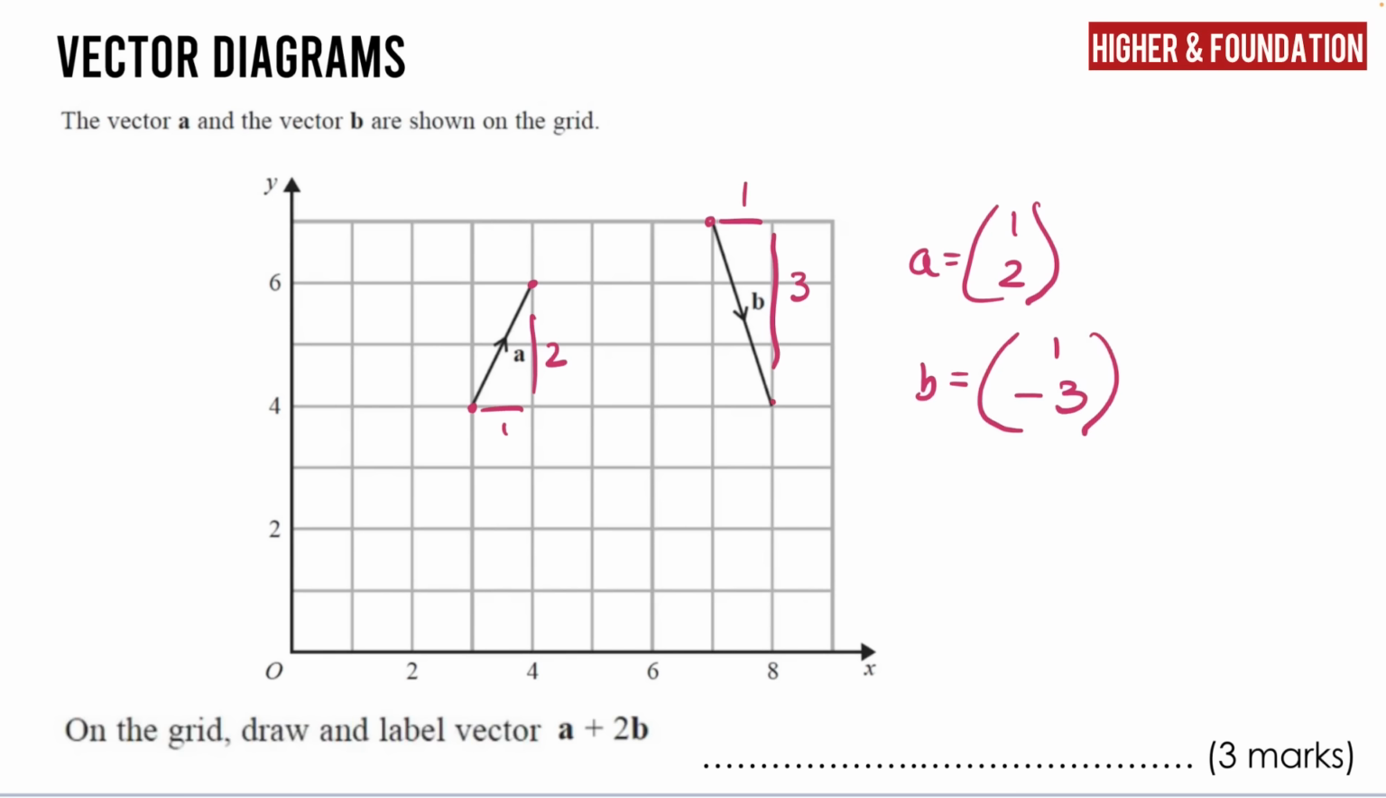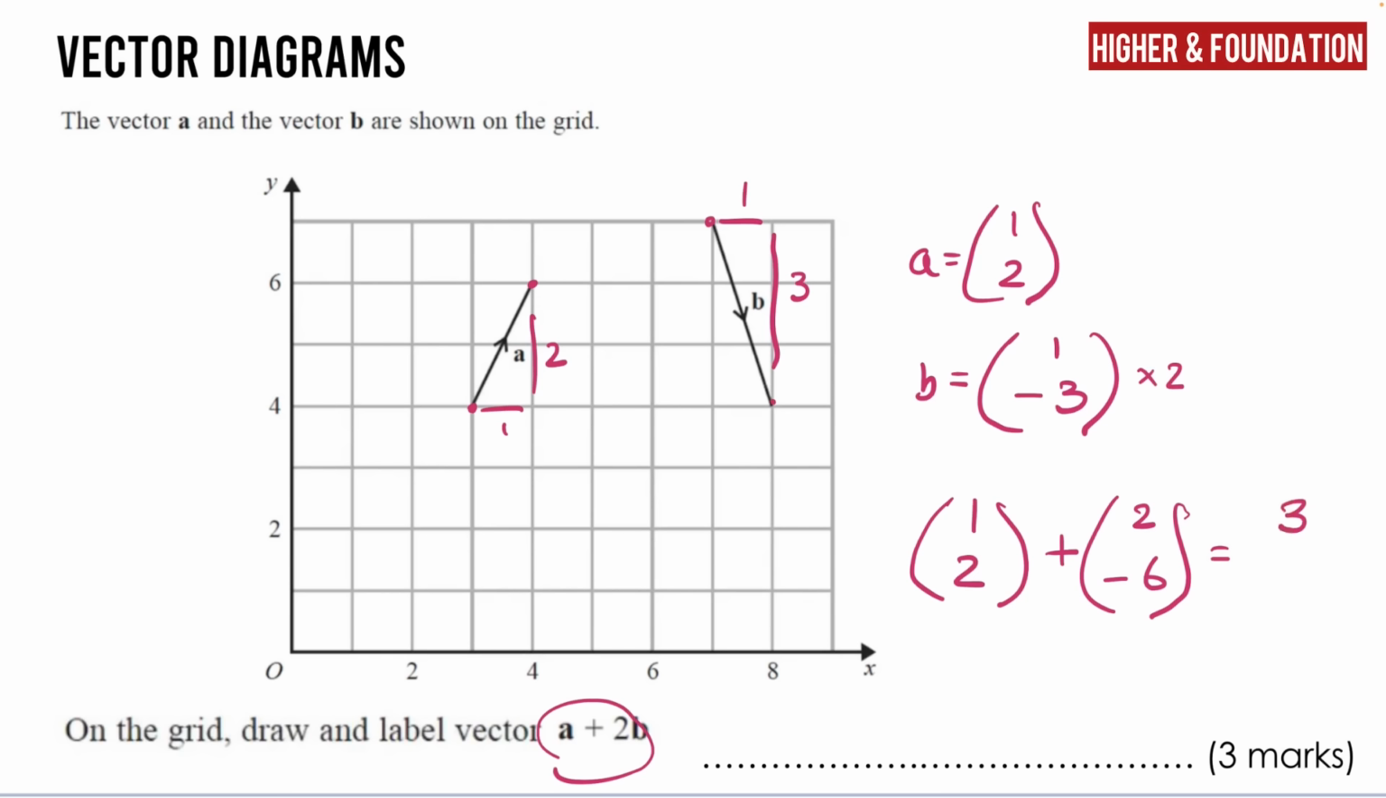And this particular question says, on the grid, draw and label the vector A plus 2B. So to work out A plus 2B, we would take A, 1 and 2, and add to that 2 lots of B. So if we times this one by 2, it's 2 and minus 6. And then we just add those top numbers and those bottom numbers. 1 plus 2 is 3. 2 add negative 6 is negative 4. As we are adding a negative, we just take away 6.